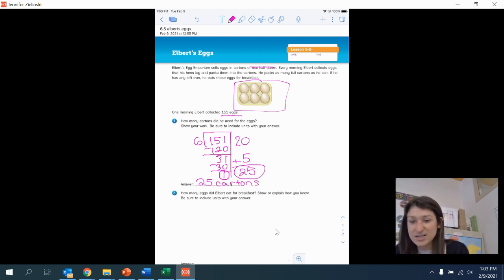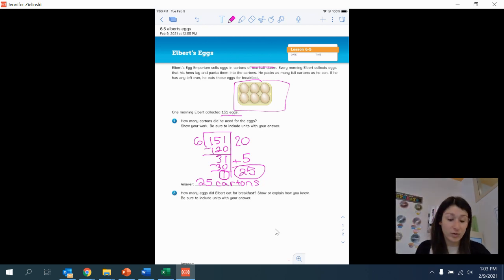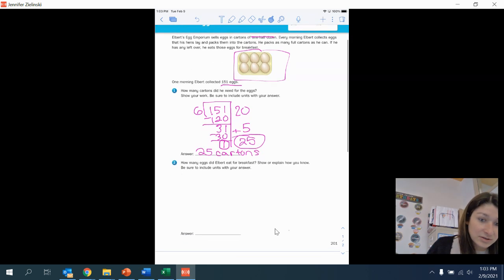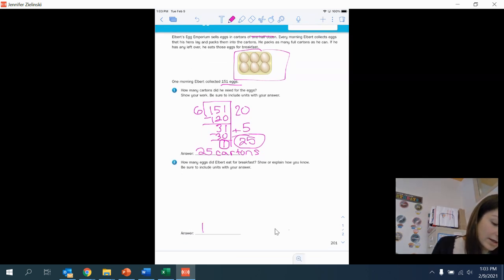Well, that takes me to my next question here for number 2. How many eggs did Albert eat for breakfast? Show or explain how you know. And be sure to include units with your answer. So because we figured out that we had 1 left over, our answer here, scroll down a little bit, would be 1 egg. So he had 1 egg for breakfast.